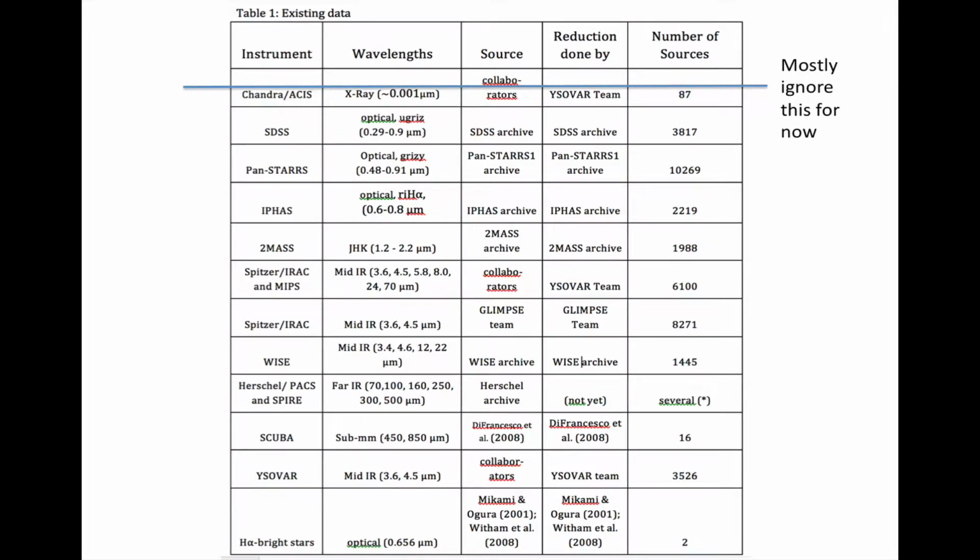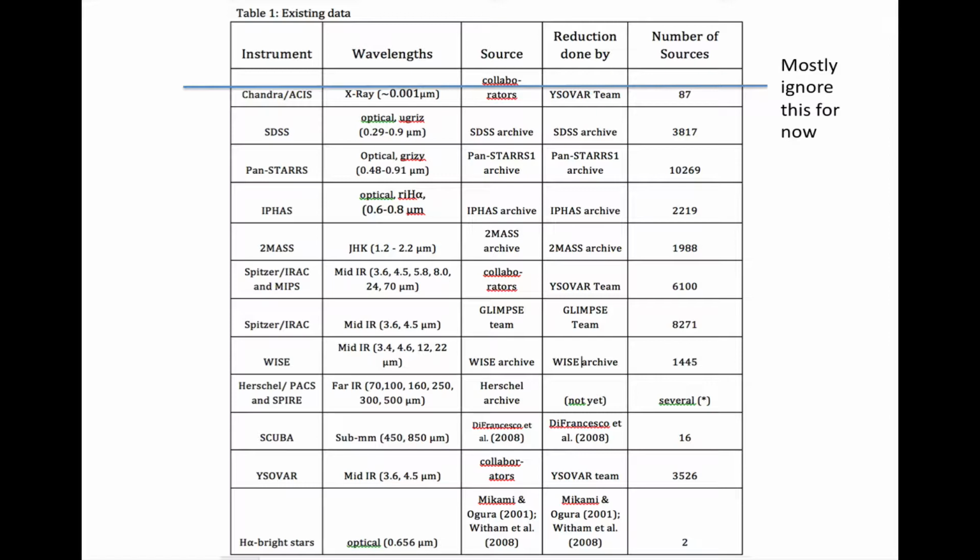So here's a table of the existing data that we have. We're really basically going to ignore the X-ray data. I don't think there's much that we can do with it right now. There's Sloan data, which is optical in the bands U, G, R, I, and Z. There's Pan-STARRS, which are G, R, I, Z, and Y. IPHAS is R, I, and H-alpha. 2MASS is J, H, and K. It's starting to move into the near-infrared.